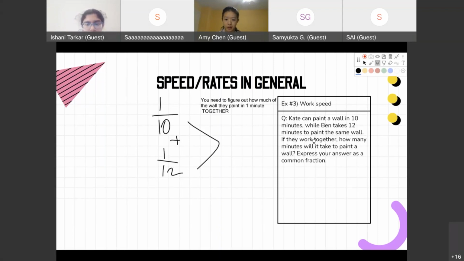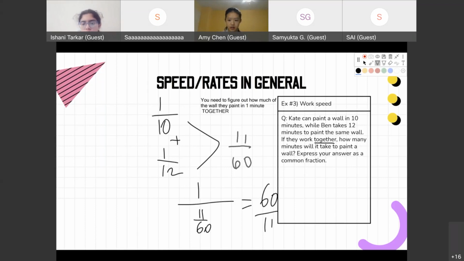Since they're working together, this is the overall rate that they're painting at. And 1/10 plus 1/12 is 11/60. So now to find how many minutes they would take to paint the wall together, we would do 1 divided by 11/60. And that just gets the reciprocal, which is 60/11 minutes.